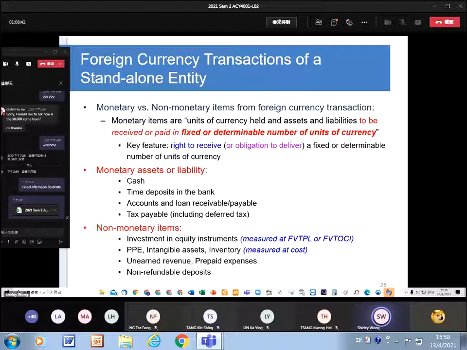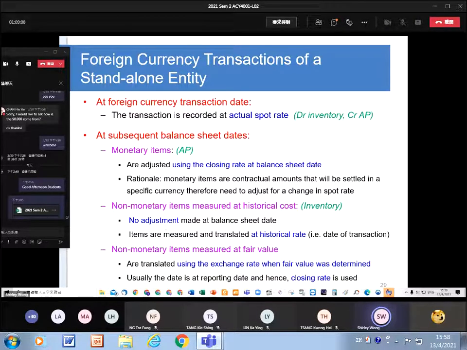So to summarize, monetary items mean all the payables or the receivables. Same as the non-refundable deposit, it is also a non-monetary item. Okay, so understand the concept of monetary item and non-monetary item. Do you have any questions regarding this slide? Okay, let's continue. So once we have determined whether it is monetary or non-monetary, then what should we do?